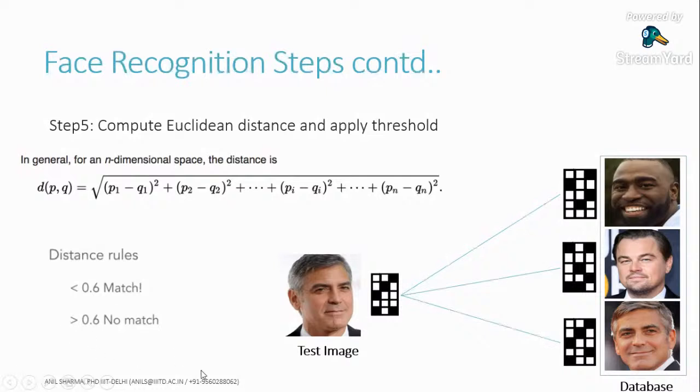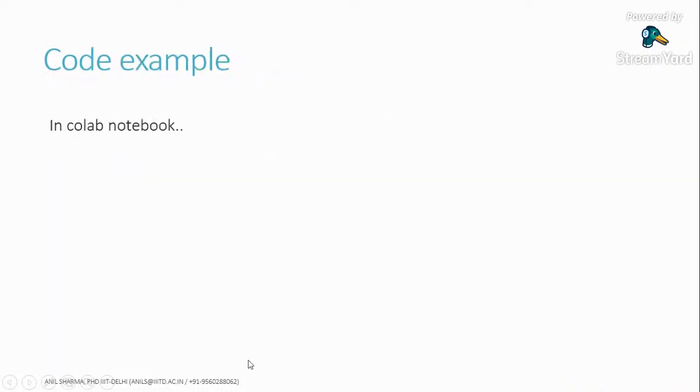Okay, so let's see what values we are getting for this case. We were getting these values: between this and this face is 0.95, this and the second face is 0.85, and this face is 0.39. This is greater than 0.6, this is greater than 0.6, so we will say these are not matching. This one is less than 0.6, so we can say that this is our face, that means the test image face belongs to George Clooney.